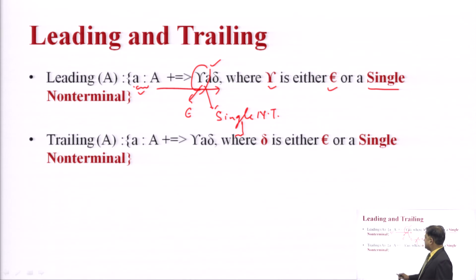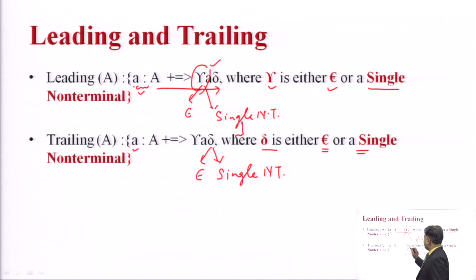Similarly, the trailing of A is defined as the set of terminals such that A derives in multiple derivations gamma a delta. Now, my point of attention is the delta. Delta may be either epsilon or a single non terminal.